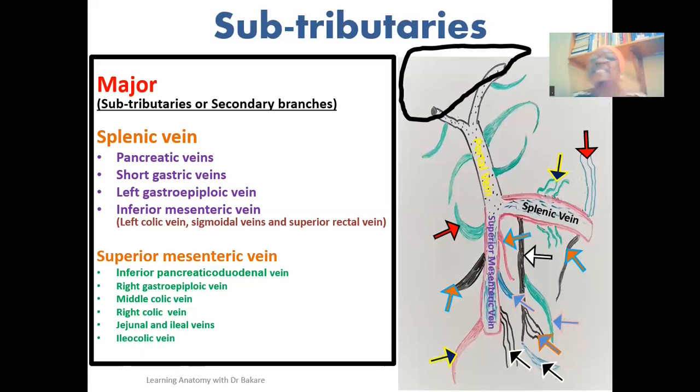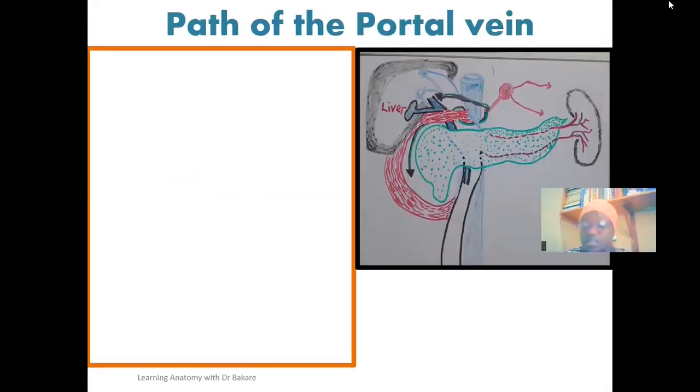So finally, this is what the configuration of the portal venous system looks like. You can see that we have major tributaries, we have minor tributaries. The major tributaries also have their own secondary tributaries. So now going further, let's look at the path of the portal vein. After the formation of the portal vein, by the union of the splenic and also superior mesenteric vein, what path does this portal vein run before it finally reaches the liver, where the liver will be able to take the blood up and use the nutrients contained within it as raw materials to produce its own finished product.